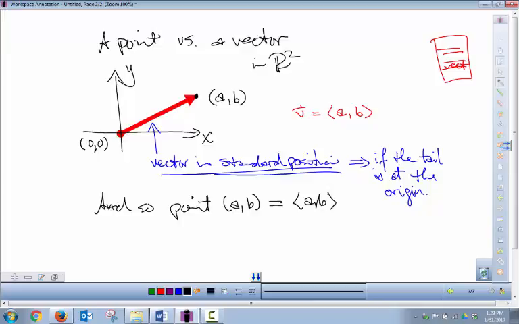This, by the way, when you bring a vector in standard position and then you find out the point that the head points at, this is called resolving a vector. So some of the questions that they might ask you in homework or in the book ask you to resolve a vector, or they say this is how you resolve a vector. So this whole process is resolving a vector.